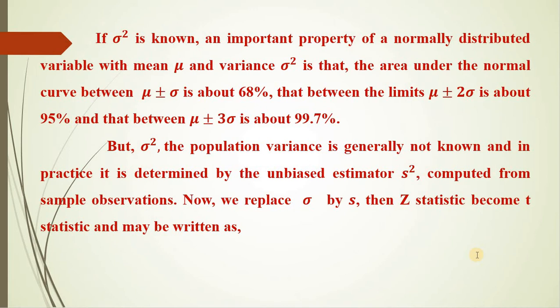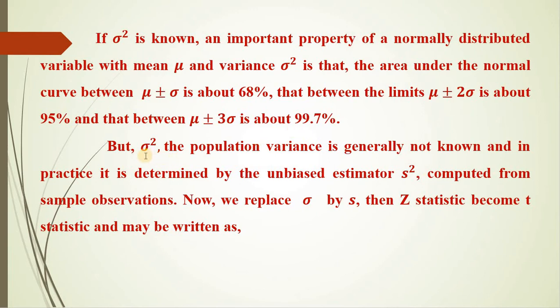There is an important property when sigma square, the population variance, is known. For a normally distributed variable with mean mu and variance sigma square, the area under the normal curve between mu plus minus sigma is about 68%. Between the limits mu plus minus twice sigma is about 95%. And between mu plus minus three times sigma is about 99.7%. So it is a very important property for the normal curve.